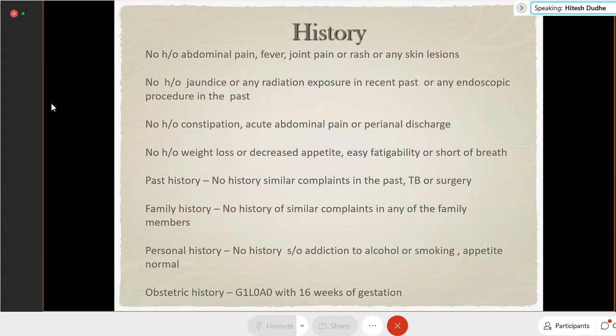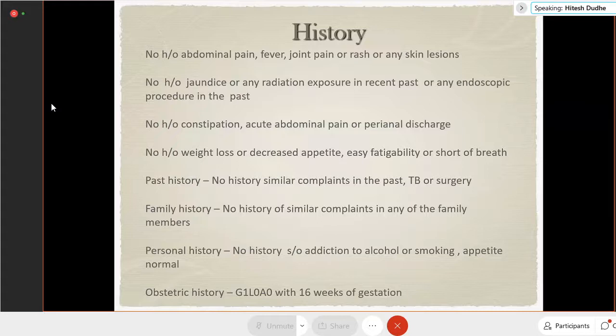On evaluation, there was no history of abdominal pain, no history of fever, no history of joint pain, rash, or any skin lesion. There was no history of jaundice, any radiation exposure in the past, no endoscopic procedure in the past, no history of constipation, no history of abdominal pain or perianal discharge. There is also no history of weight loss, decreased appetite, easy fatigability, or shortness of breath.